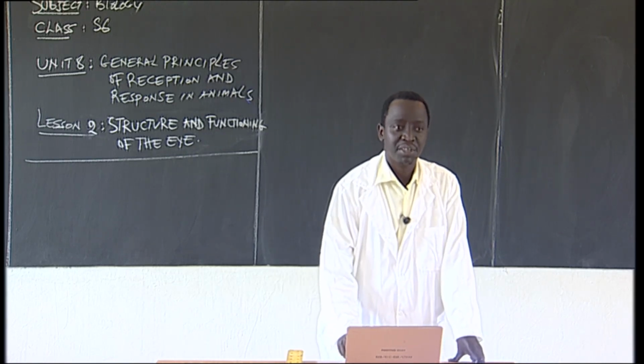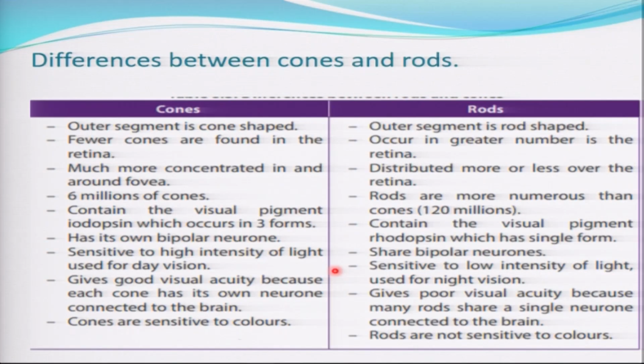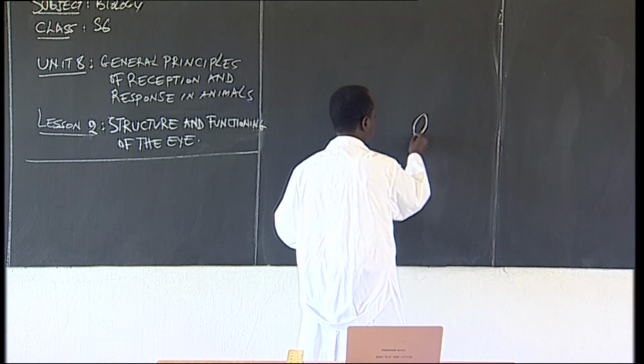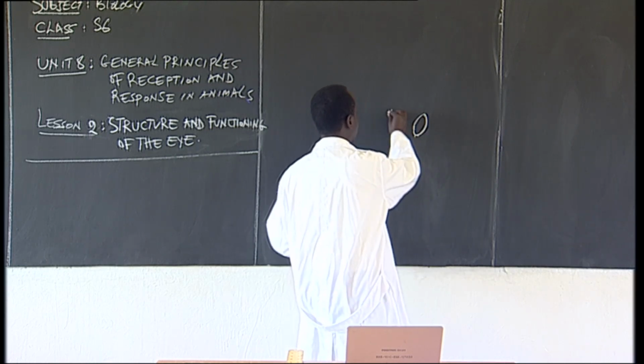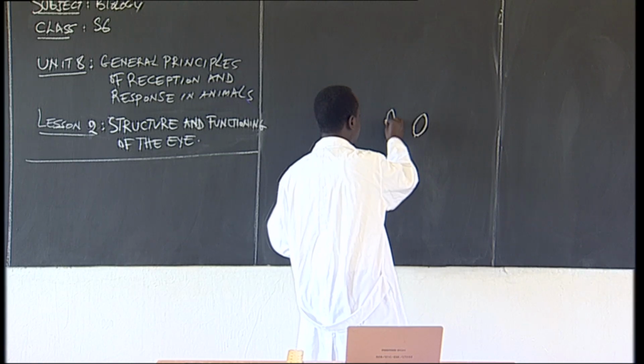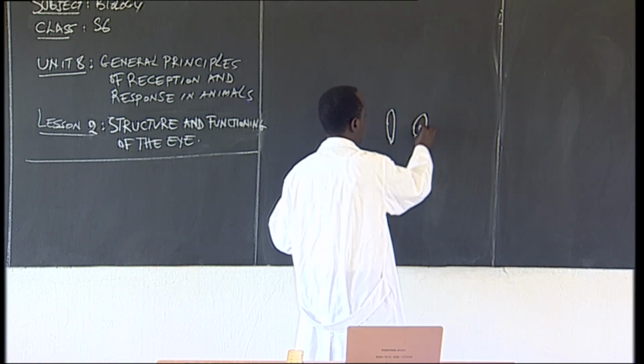Nice. So now, those are cones and rods. You can see how they are different. They are called cones because the outer segment has a cone shape, while rods have an outer segment which is rod shaped. Rod shape is like this. Actually, this is a rod, and this is a cone.